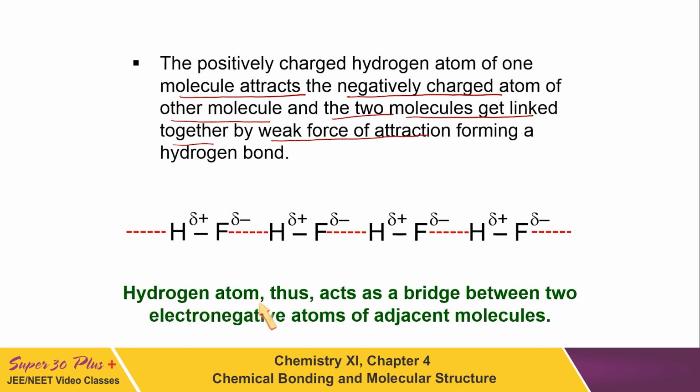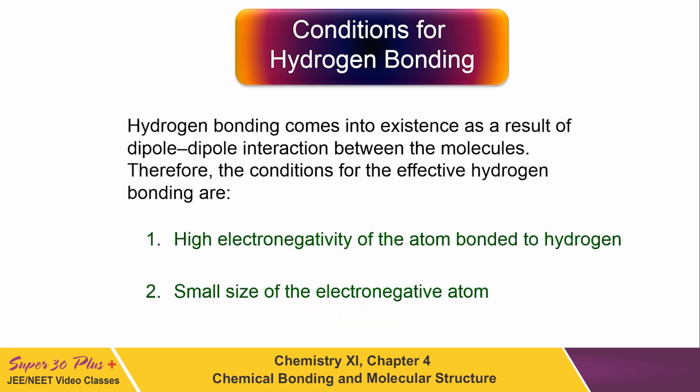So the hydrogen atom thus acts as a bridge. Basically it is sandwiched between two electronegative atoms. So it acts as a bridge between two electronegative atoms of adjacent molecules like this. One electronegative atom is this fluorine and another is this fluorine, which belong to two different molecules. When a hydrogen atom is stuck between them, this is called, students, an H bond. Alright, so I hope now you understood how an H bond is formed and what the conditions are in which an H bond will be there. Now another condition we shall discuss here.